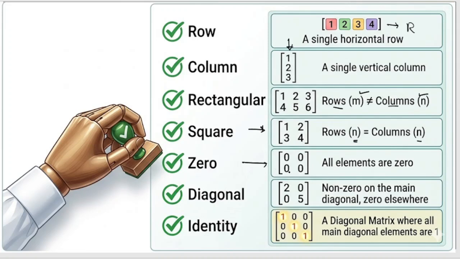Zero matrix, we know that all elements are zero. Diagonal matrix, this first has to be a square matrix, with non-zero elements only on the main diagonal and all non-diagonal elements zero, zero elsewhere, we can say it like this also. Identity matrix, all diagonal elements are 1 and all remaining elements are 0. A diagonal matrix where all main diagonal elements are 1.